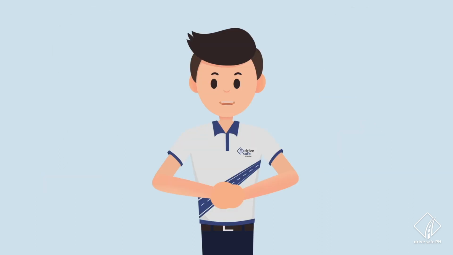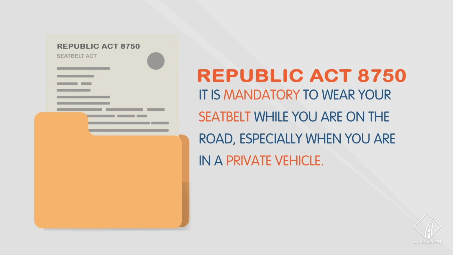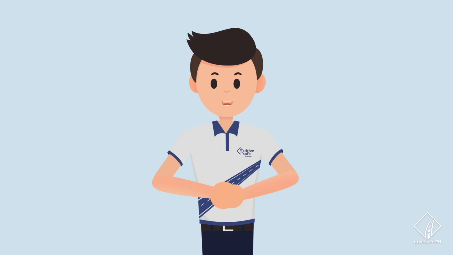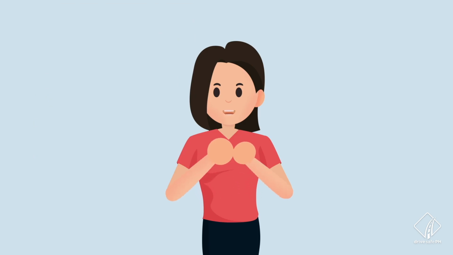By now, you should know about Republic Act 8750, otherwise known as the seatbelt law. It is mandatory to wear your seatbelt while you're on the road, especially when you're in a private vehicle. PUVs and PUJs usually have different seat setups. Why do you think the mandate to wear seatbelts was passed into law? I know why, Mr. Drive Safe.